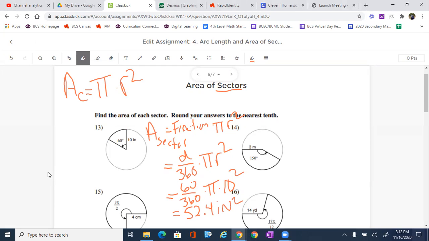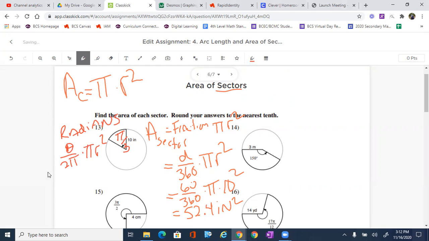When we deal with this with radians, we work exactly the same. If it was radians, let's go ahead and make this into a radians problem. That's easy enough. If I change this over to radians, what is 60 degrees in radians? It's pi over 3. So let's change this to pi over 3. It is the exact same thing. We do a fraction of a circle. The difference is that in terms of radians, the fraction is going to be the radians theta over 2 pi times pi r squared.